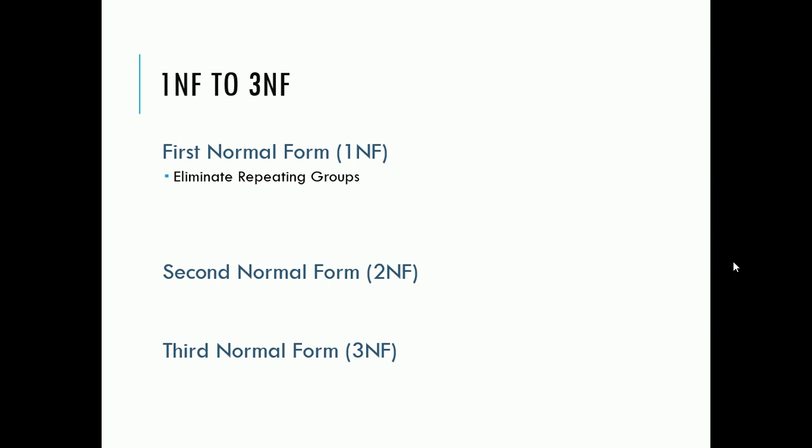So what is the first normal form? To get the first normal form, we're going to try to eliminate repeating groups. So these are lists of values or enumerated fields. And then each field should be a single data type, and that's it.